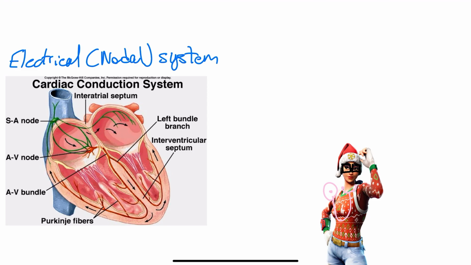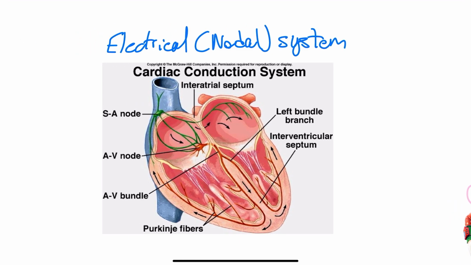So it is basically these specialized nerve cells in the heart wall that generate nerve impulses to initiate the cardiac cycle. So we learned about the cardiac cycle up there. This is what initiates the cardiac cycle. My pen just died, so we're gonna have to do this with no pen.